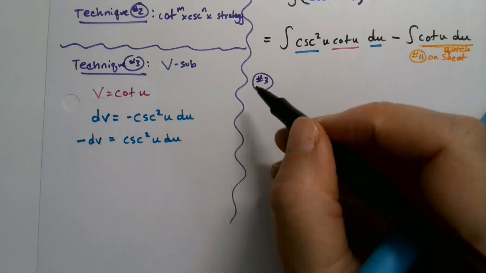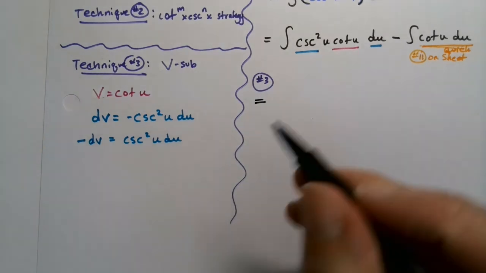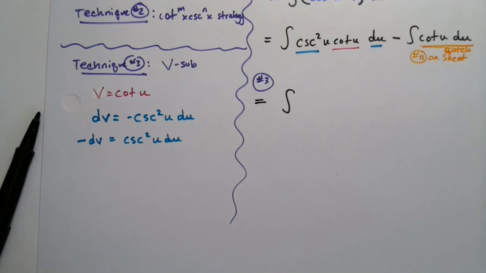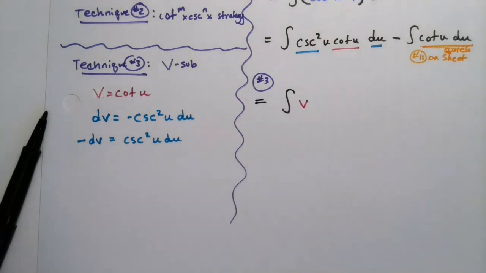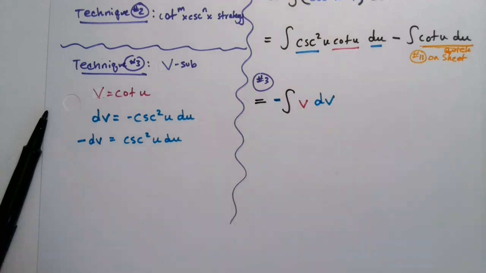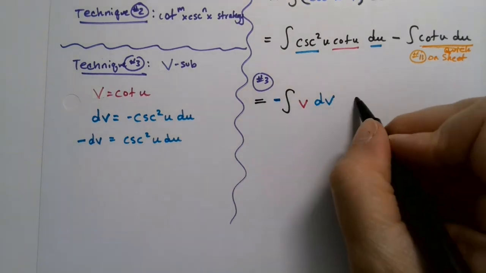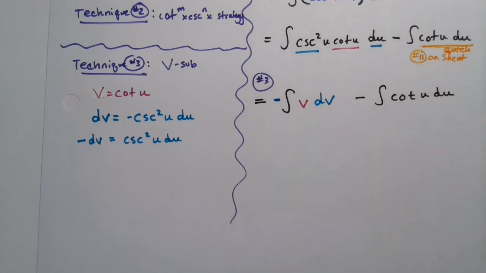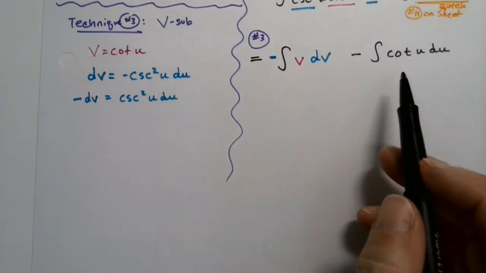All right, so now I'm going to rewrite this using technique number 3, our second application of substitution. So this is going to be the integral of v and then negative dv, and I'll just put the negative in front. And then the cotangent of u, I'm not really worried about. I can leave it here, or I can find that integral right now. It doesn't really make any difference. Either you do it now or you do it in the next step.